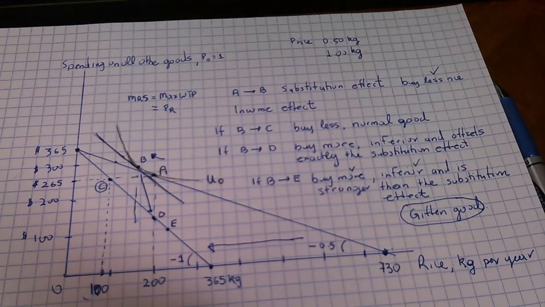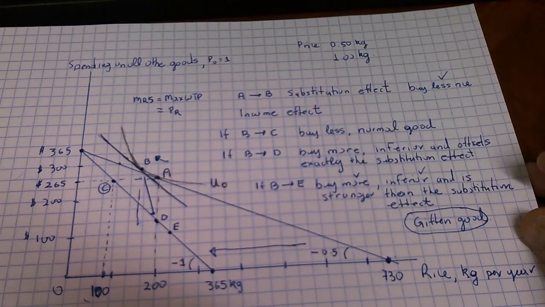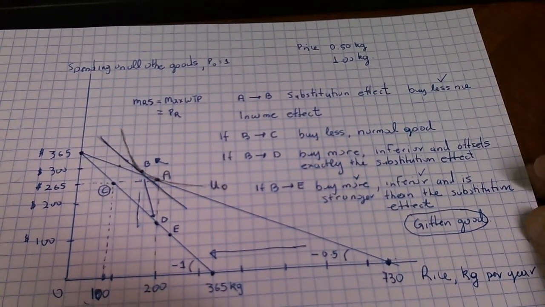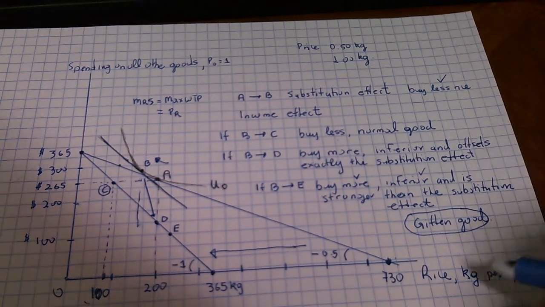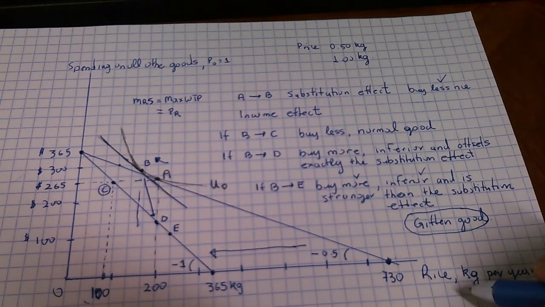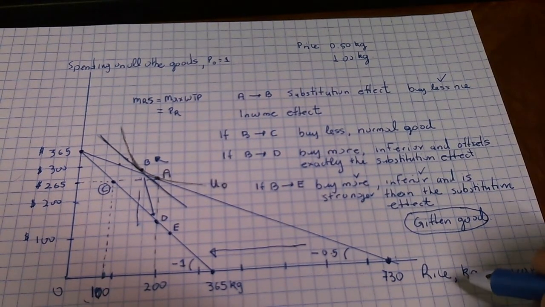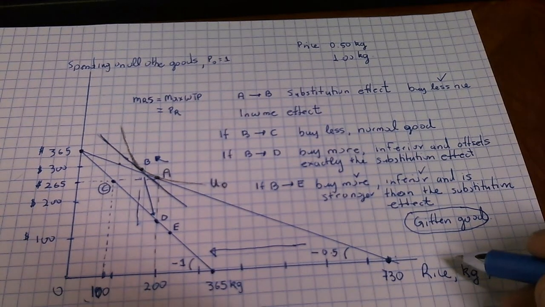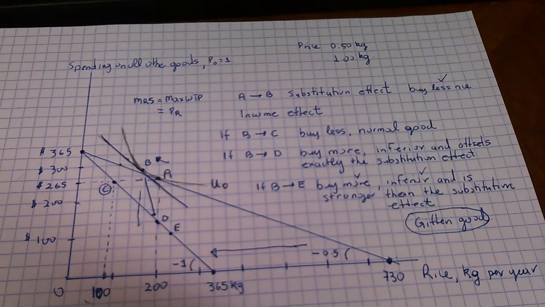Hello, it's Peter again. In this video, I just want to go over the example we did in class, which was basically the substitution and income effects of a price change, and we're looking at rice as the good that we are interested in. The consumer has experienced a change in the price, and we want to see how he reacts and what we can say about his reaction.